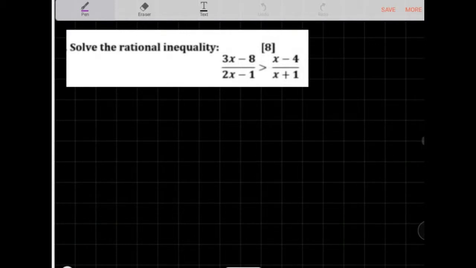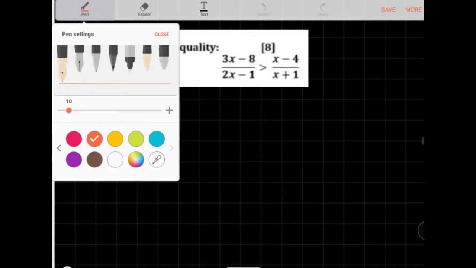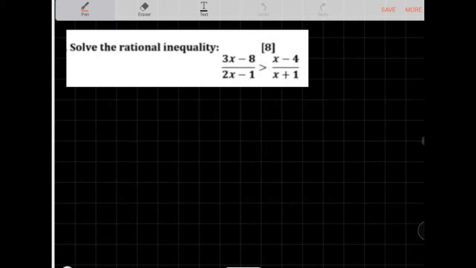Alright, let's solve the rational inequality: (3x - 8)/(2x - 1) > (x - 4)/(x + 1). The easiest way to do this is to move all of my terms to one side and let the other side equal 0. So I'm going to take (x - 4)/(x + 1) and move it to the other side.